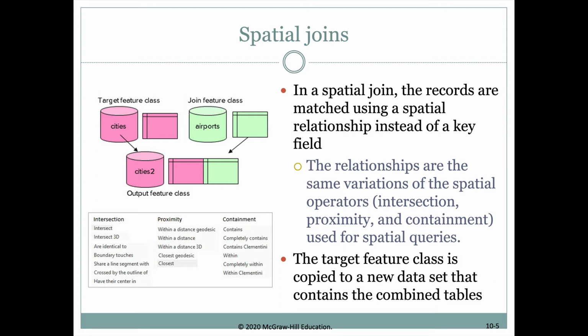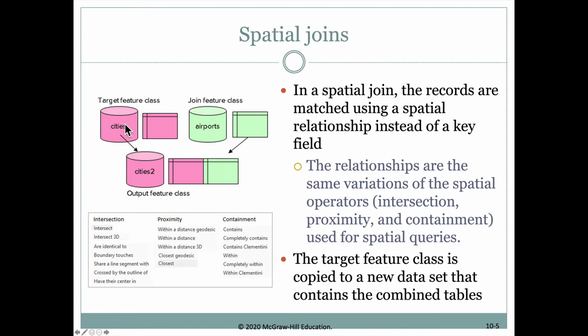Spatial joins are very different than table joins. With spatial joins, we're matching records based on a spatial relationship instead of a key in the attribute table. And by spatial relationships, we mean things like intersection, proximity, and containment. And for proximity, for example, it can be within a distance of, it can be the closest thing to, it can be all these different things that we can choose from.